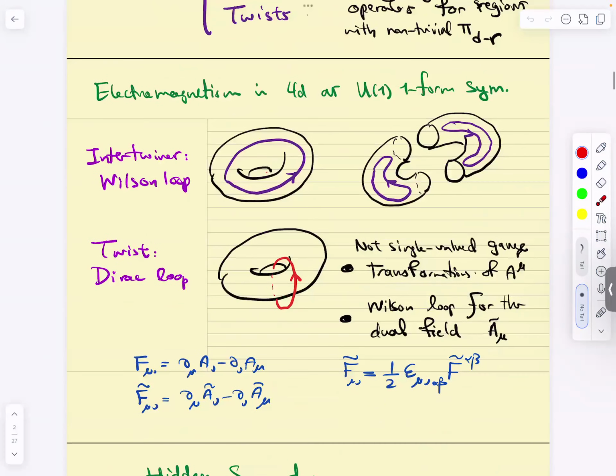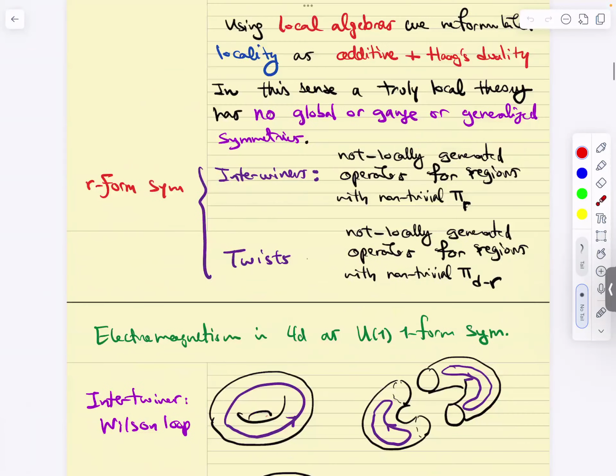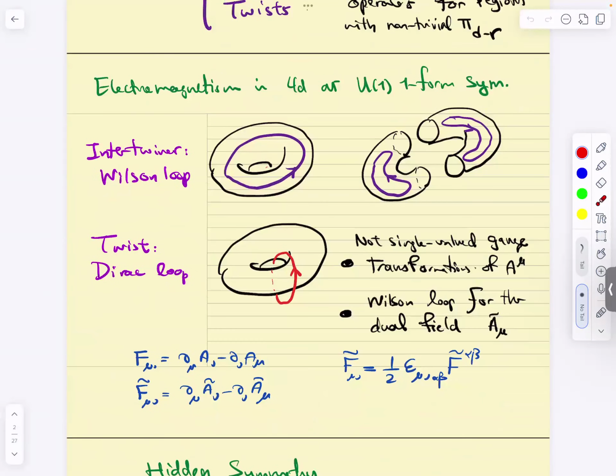But we're discussing electromagnetism in 4 dimensions. We discussed electromagnetism in 4 dimensions as a U(1) 1 form theory with a U(1) 1 form symmetry. So, as we said, we have to look at regions with non-trivial pi 1. What is a region with non-trivial pi 1? It's a torus or donut. It's a donut. Sorry.